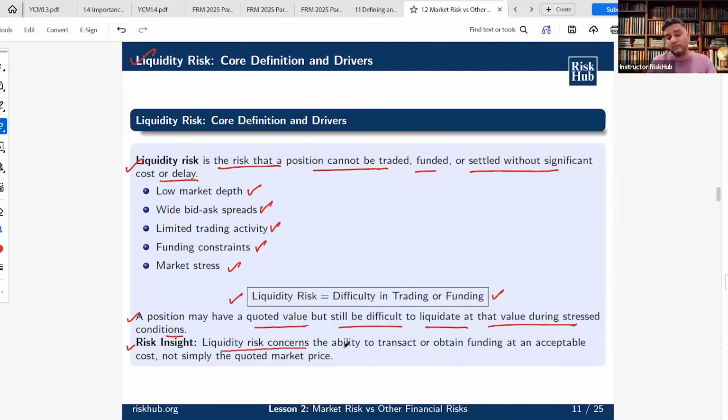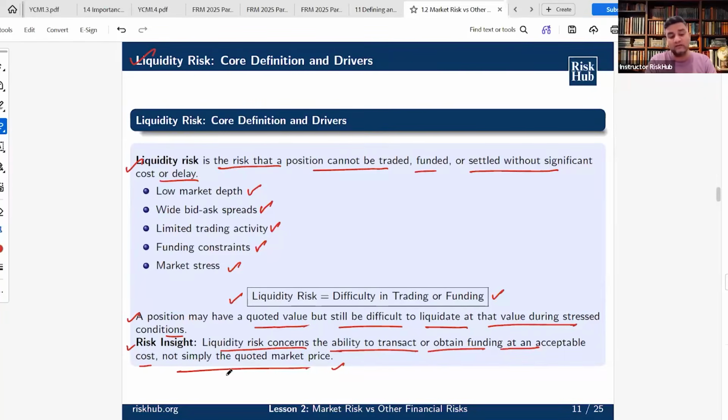Risk insight: liquidity risk concerns the ability to transact or obtain funding at an acceptable cost, not simply the quoted market price. So liquidity risk is the risk that a position cannot be traded, funded, or settled without significant cost or delay. Drivers listed: low market depth, wide bid-ask spread, limited trading activity, funding constraints, market stress. Market depth is the size that can be traded before the price moves. The bid-ask spread is the gap between the best buy price and the best sell price. Settlement is the exchange of cash and securities that completes the deal. Liquidity risk equals difficulty in trading or funding.